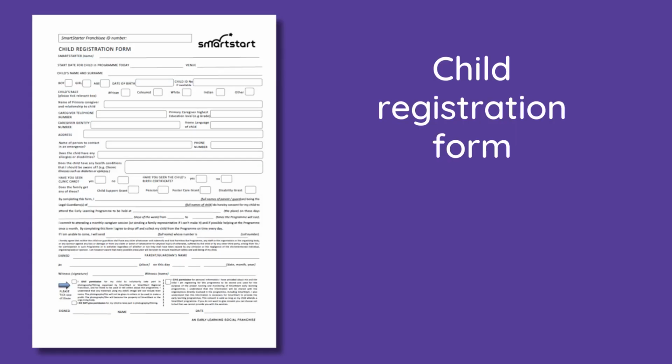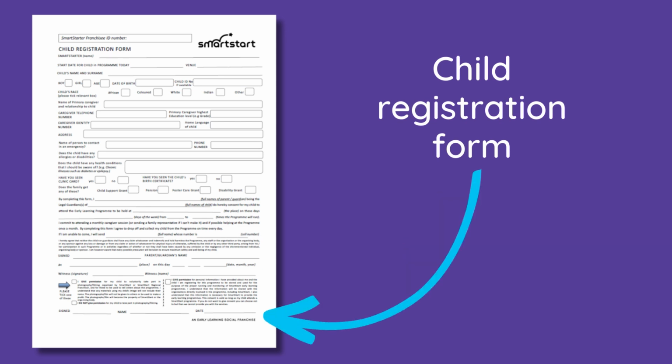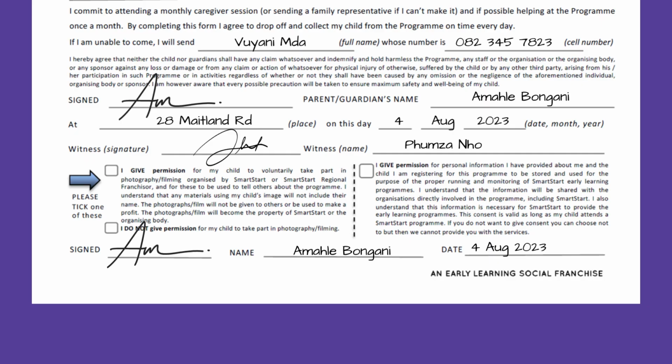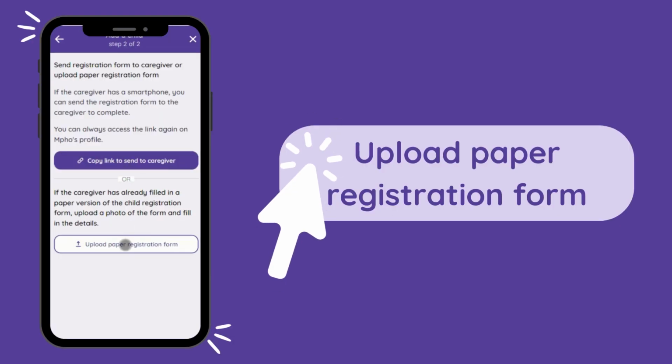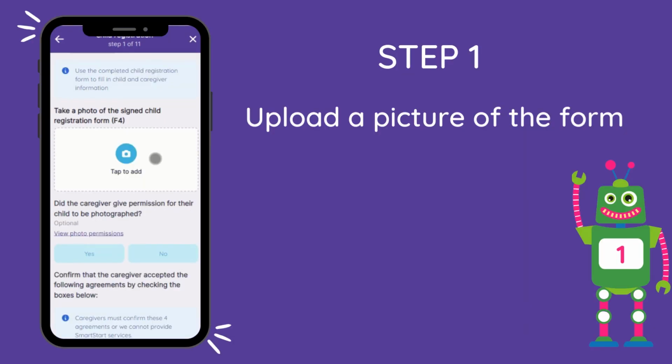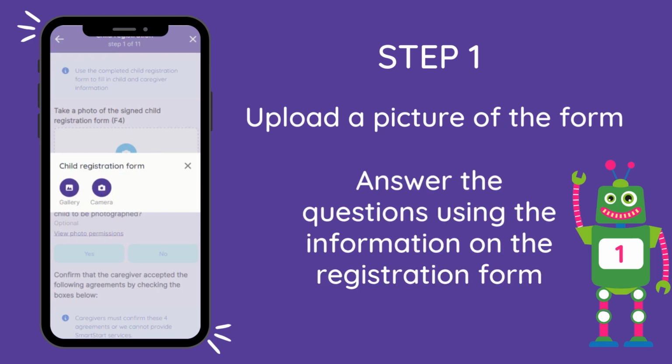If you have a copy of the child's registration form, you can take a photo of it and upload it onto the app. But it's very important to make sure that the caregiver has ticked this box, which means that they have given you permission to put the child's details on the app. You will need to have the form close to you so that you can copy the information across. Press this button to get started. It's very important that you get this form from the child's caregiver before the child attends your class.